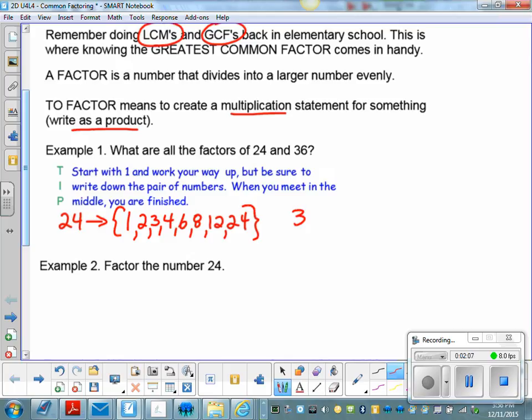And if we do the same thing for 36, we start at 1, so we'll have 1 times 36 is 36. 2 times 18 is 36. 3 times 12 is 36. 4 times 9 is 36. 5 doesn't go into 36, but 6 times 6 is 36. So we just have to list that 6 there once. So there's our list of factors of 36.